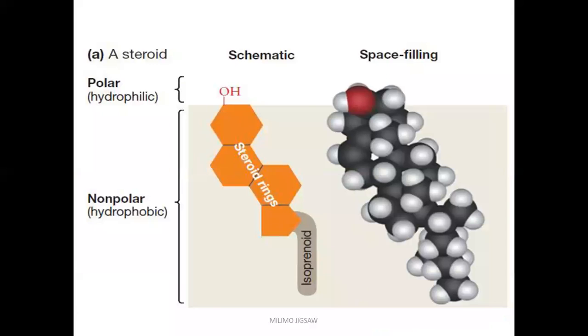This is still showing a steroid, and in this case, this is still cholesterol. Remember, it has the hydroxyl group there, and then there's the isoprenoid chain. This hydroxyl group makes it hydrophilic or polar, while the steroid rings and also the isoprenoid chain make it hydrophobic.